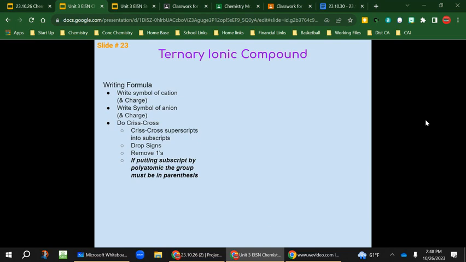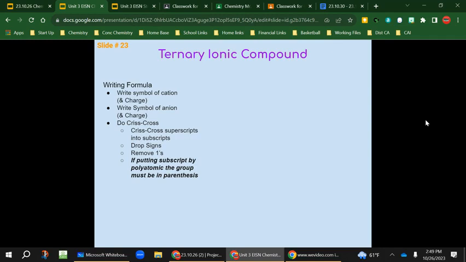But here's the one kicker. If you are going to put a subscript by a polyatomic ion, you have to put the polyatomic ion in parentheses. The entire group, you put it in parentheses, and then you put your subscript afterwards. Okay? Now, here's the thing. The crisscross method still lets you down one time.